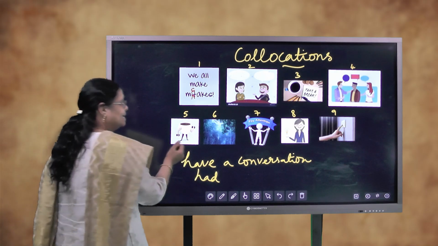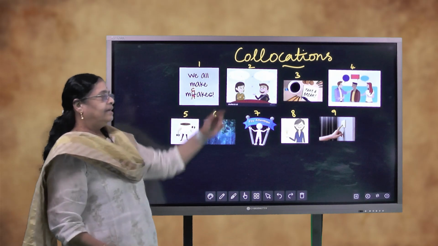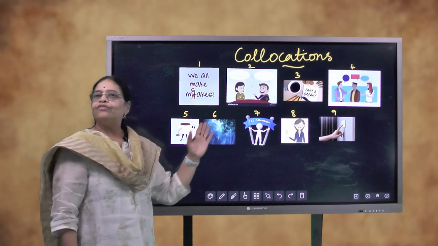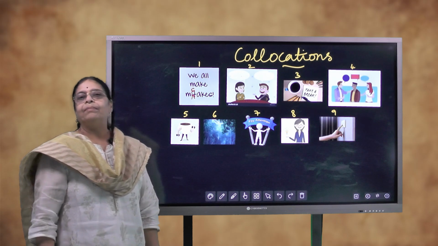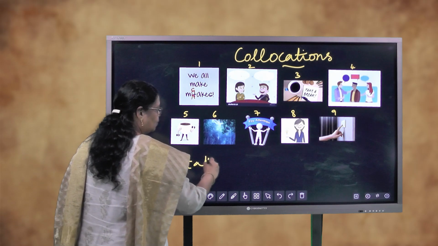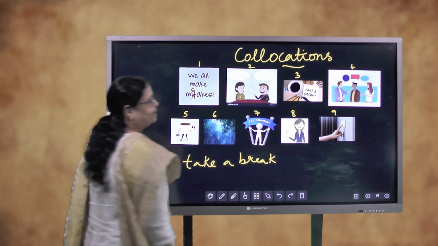the past tense. Now, if you look at the third picture, yes, of course, we're just speaking about coffee. We have coffee there, and of course, the interesting word break. So it's always not had a break, but take a break. We always take a break. The collocation with break is take a break.